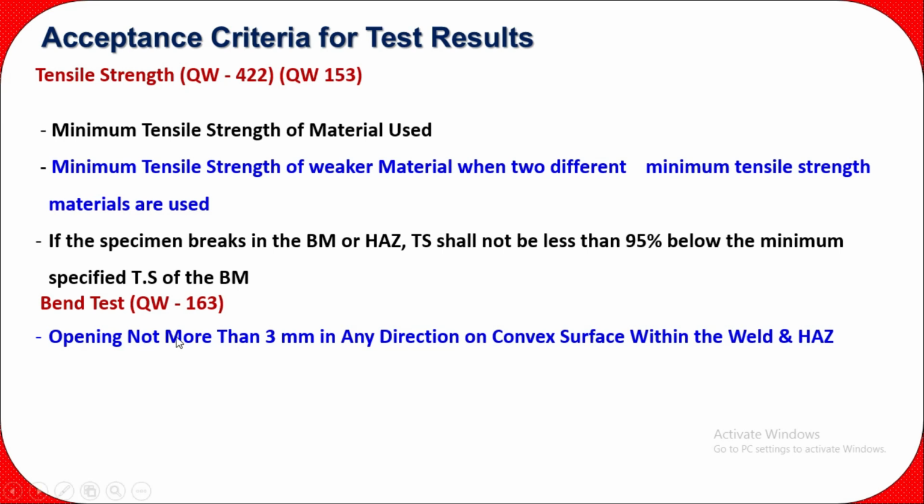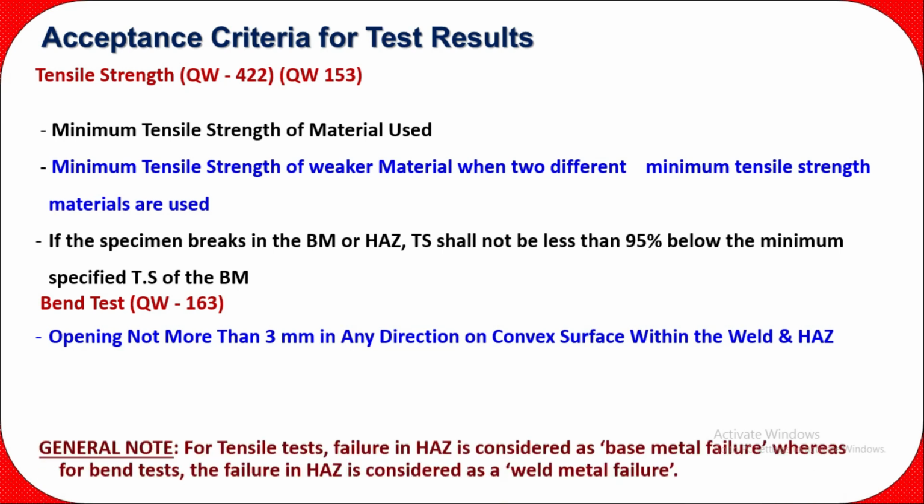Bend test, QW163: opening not more than 3 mm in any direction on the convex surface in the weld and HAZ area. Means in the weld and HAZ area, there should not be any opening more than 3 mm on any surface, concave or convex, if the bend test is done. If it is 1 mm, it is acceptable, but more than 3 mm is not acceptable.